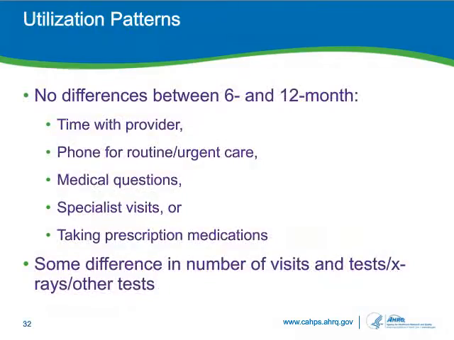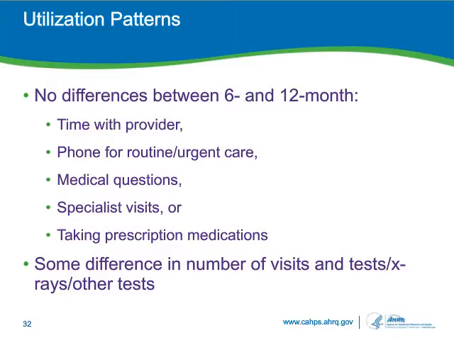In terms of people's use of healthcare utilization, there were no differences between the 6 and 12-month survey in time with provider. That is how long a patient has been seeing their particular provider, whether or not they've phoned the health center for routine or urgent care, whether they had medical questions or specialist visits. There's no difference in the percentage of patients who were taking prescription medications.